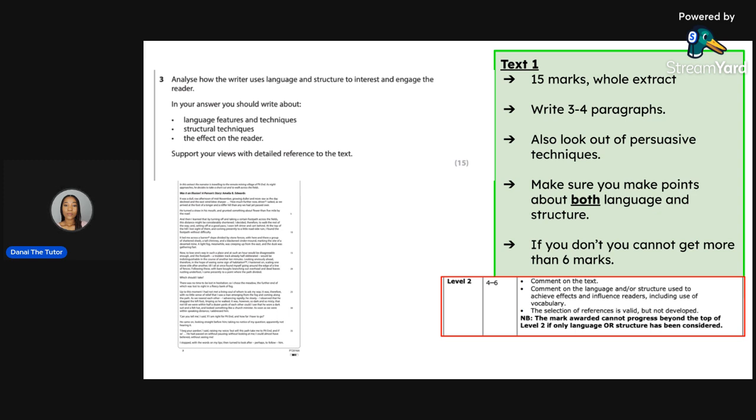So as I said, this is a language and structure question, so make sure you make points about both of them. If you do not make points about both language and structure techniques and explain and analyze them, you cannot get more than 6 marks. It's outlined in that screenshot from the mark scheme with the red border, so you can pause and have a read of that.